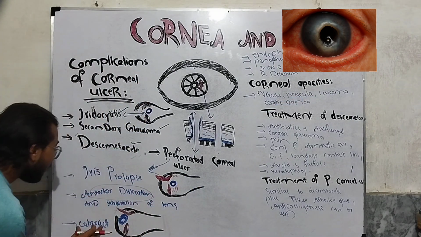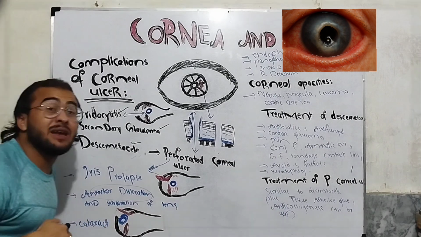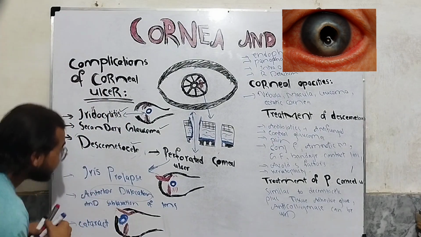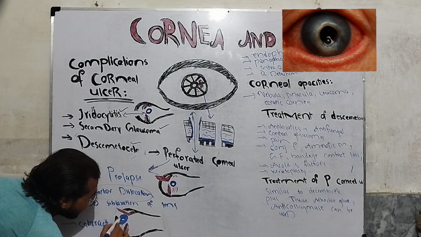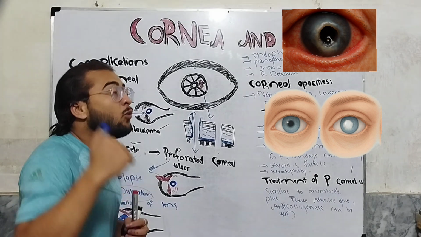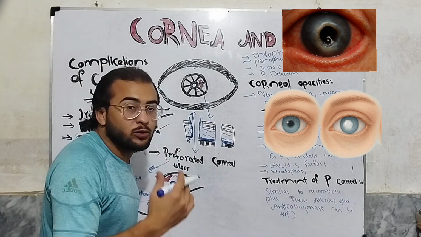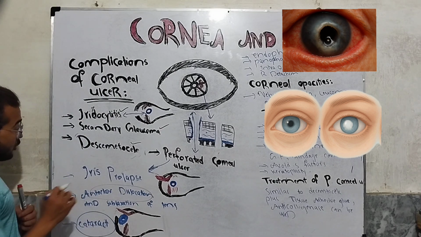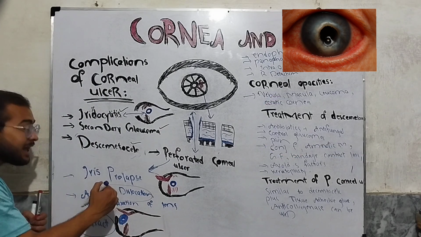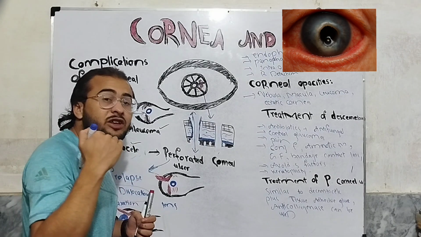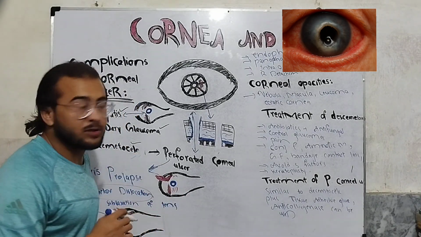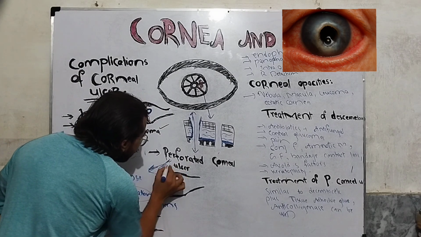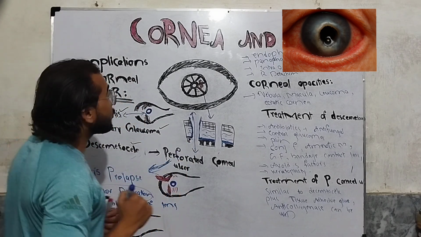Now if this lens remains in contact with this perforation for a longer period of time, then it can also cause opacity of the lens. The lens will become hazy and cloudy, which is called cataract. So it can also cause cataract. So because of the iris prolapse, there is a high chance of dislocation of the lens and cataract. Okay, so these were the in-turn complications of the perforated corneal ulcer.